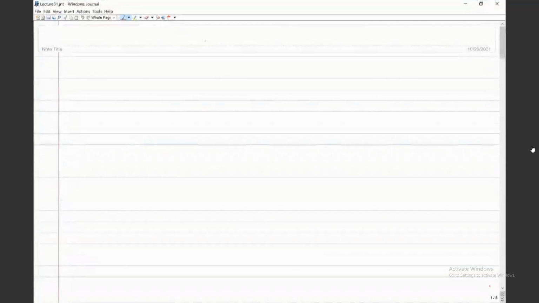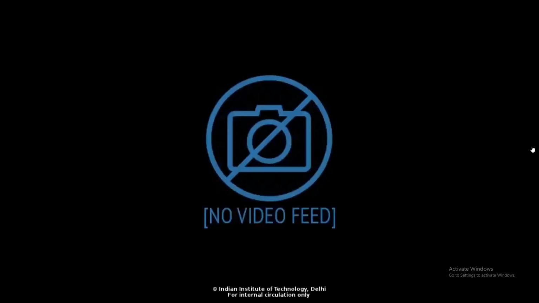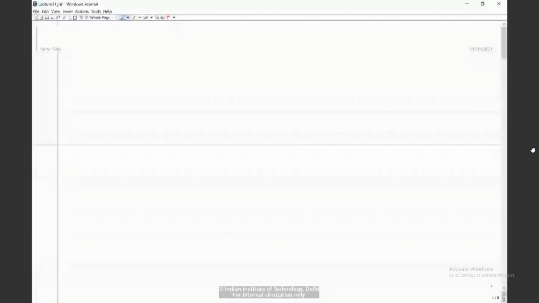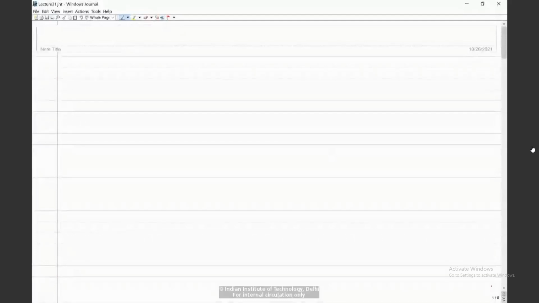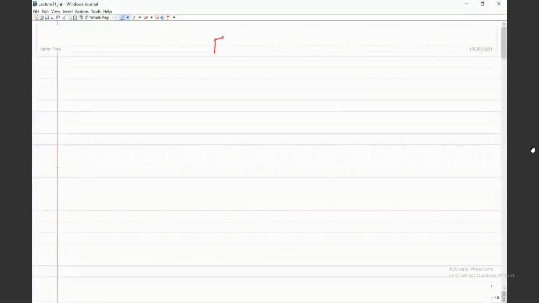So, we are continuing with the finite deformation. Okay, the screen is not writing. Is the screen visible? Yes, sir. Okay.